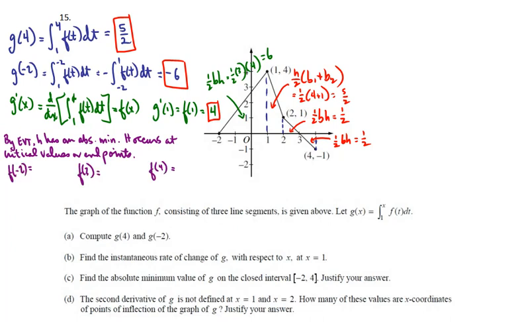We already know that g of negative 2 is negative 6. We know that g of 4 is 5/2. g of 3, which is a relative max, will be 3. And so our absolute min occurs at negative 2, and the value is negative 6.